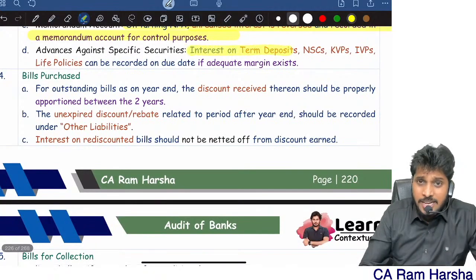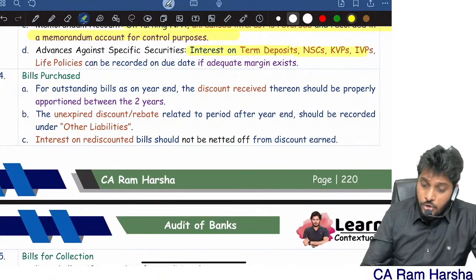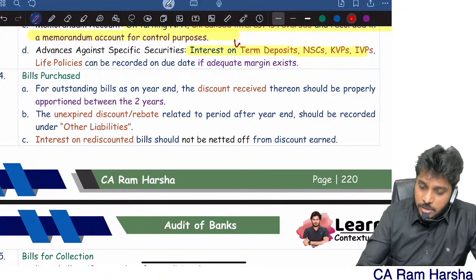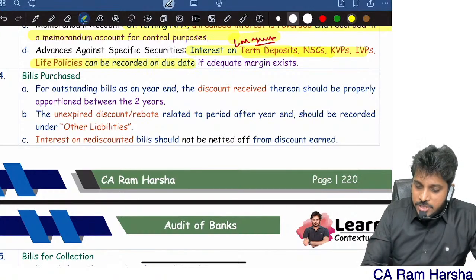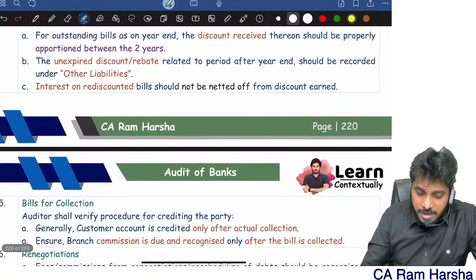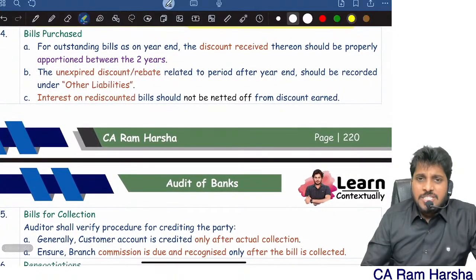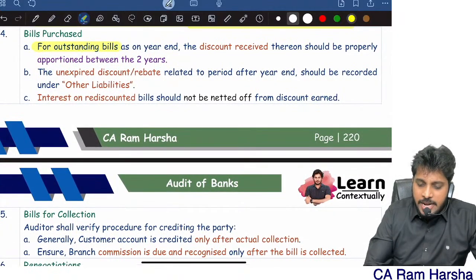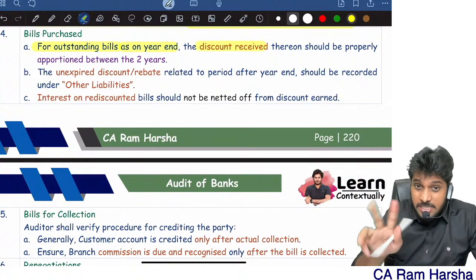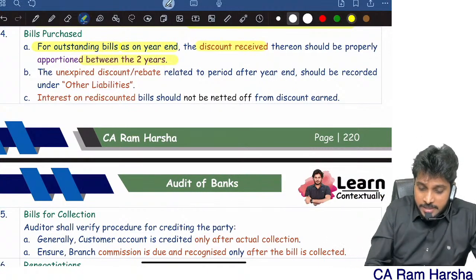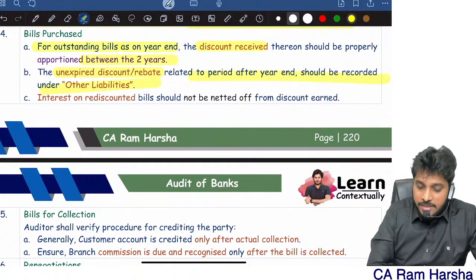Remember, interest on loans against term deposits can be recognized on due date as long as adequate margin exists. Bills purchased and discounted: for any outstanding bills which are purchased and outstanding as on 31st March, the discount received shall be apportioned between 2 years. The unexpired discount must be shown under other liabilities.